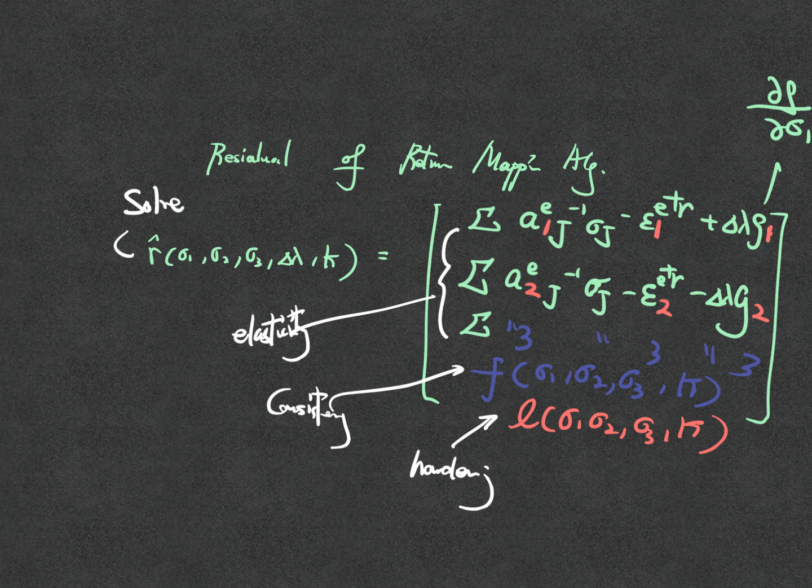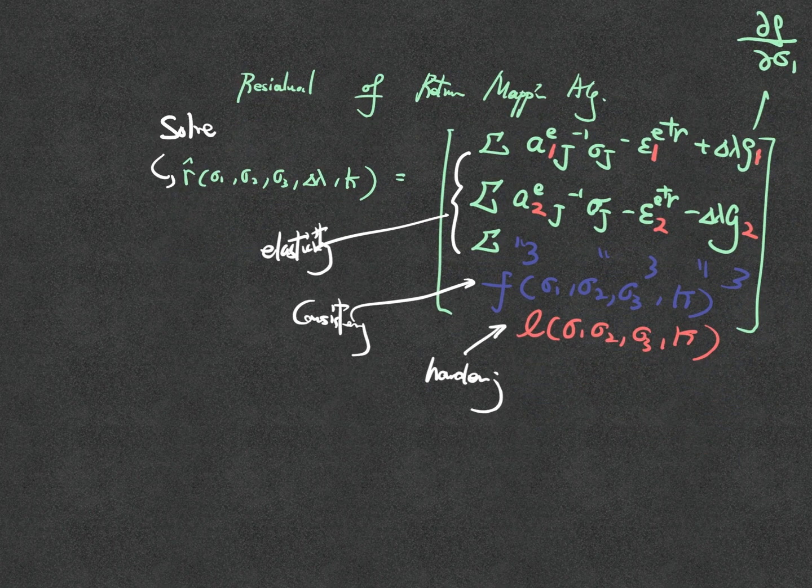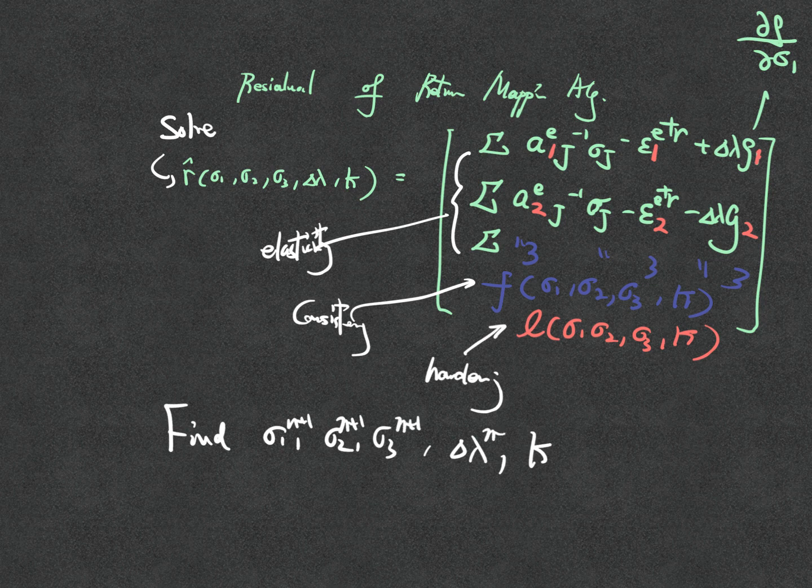So what does solving this residual mean? Solve in this particular context is an English word that means find sigma 1, sigma 2, sigma 3, delta lambda, k, n plus 1, such that r equal to 0. That vector equal to 0. Okay? So how do we do that?